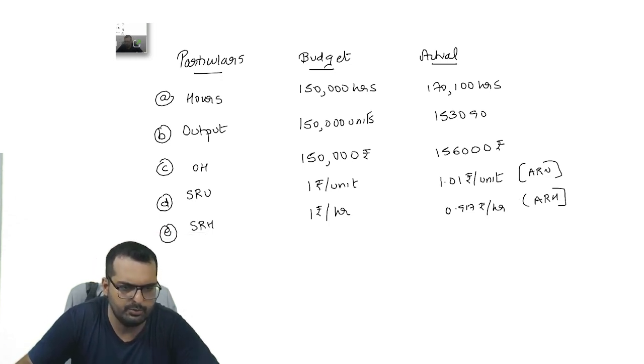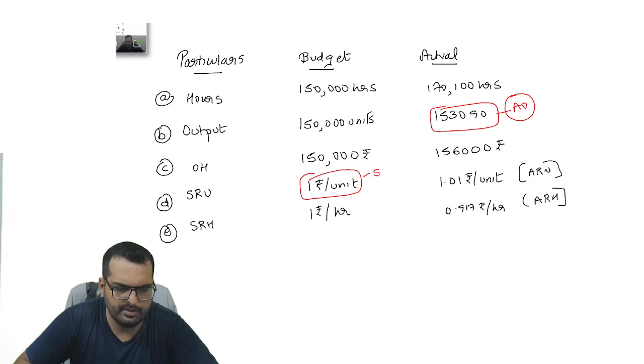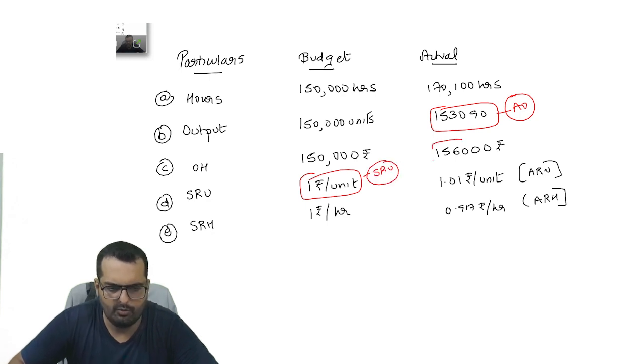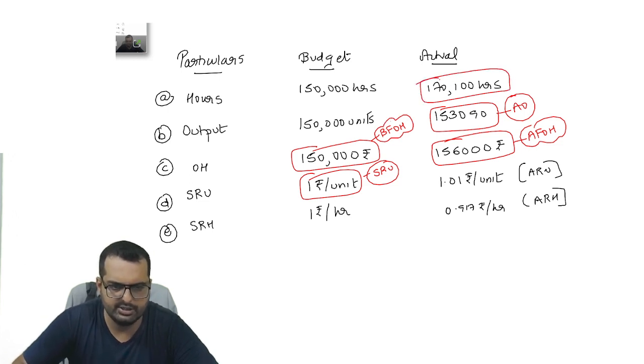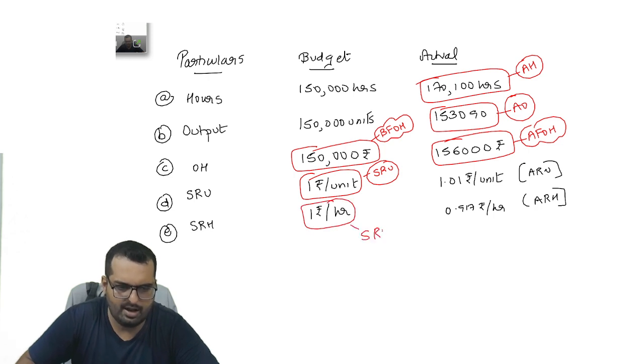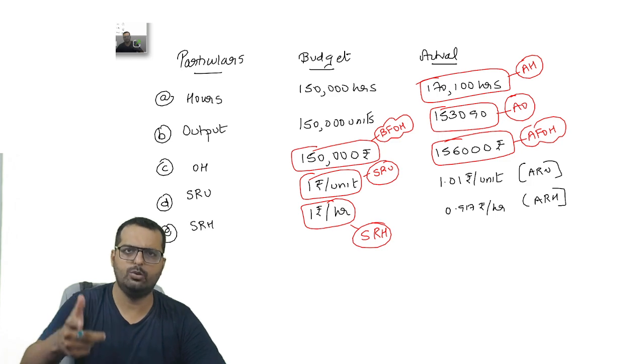Now, friends, what are we going to do? AO into SRU. So, what is the AO? This is the AO. Okay. Into what is this? This is your SRU. Okay. What is this? This is your AFOH. And what is this? This is your BFOH. Okay. Then what is this? This is your AH. And what is this? This is your SRH. Remaining, you can do it on your own. 5 minutes, finish writing this. I'll go to the next problem then.